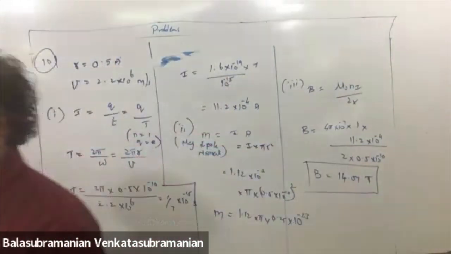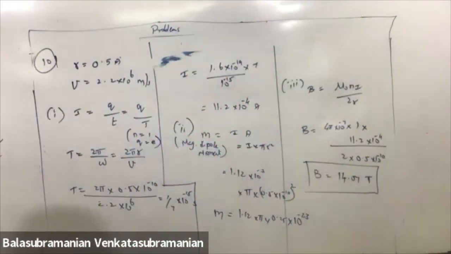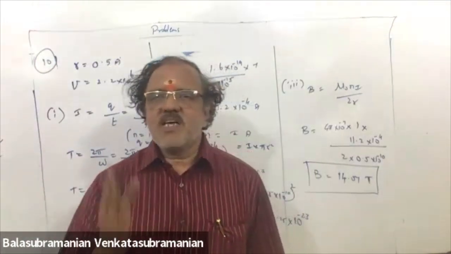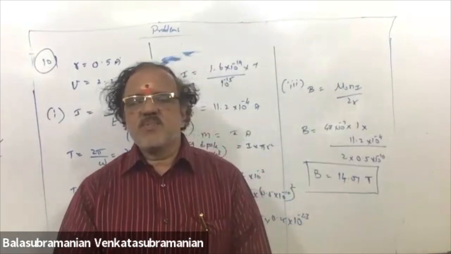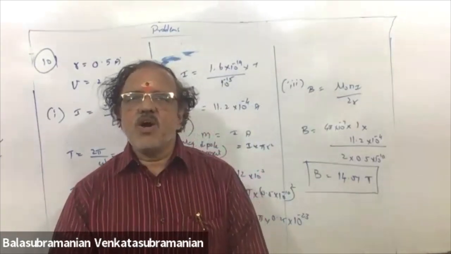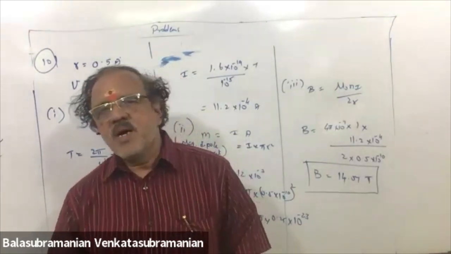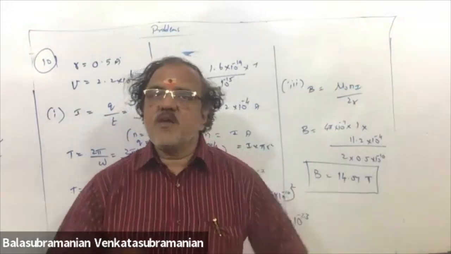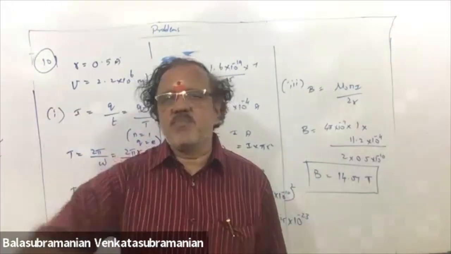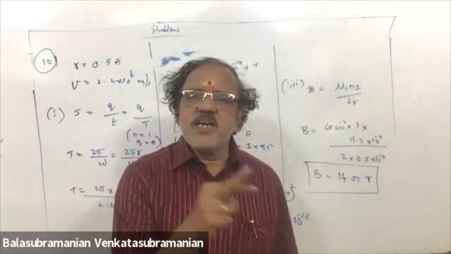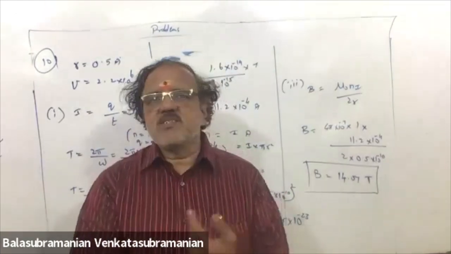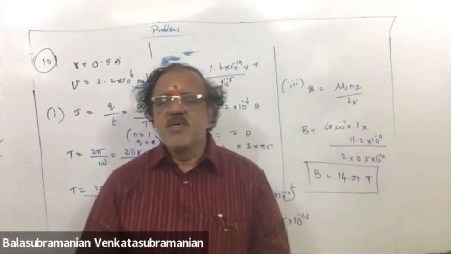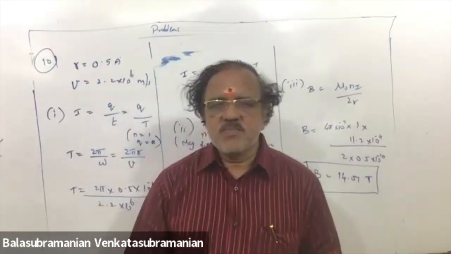Correct? So these are the problems related with Biot Savart Law. In Biot Savart Law, we have two applications: an infinitely long straight conductor carrying current, and another, a circular coil carrying current, at a point on the axis and at the center. There itself we have two cases. Okay, so these are the basic problems related with Biot Savart Law. Thank you. We'll continue.